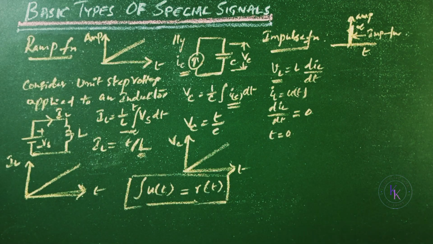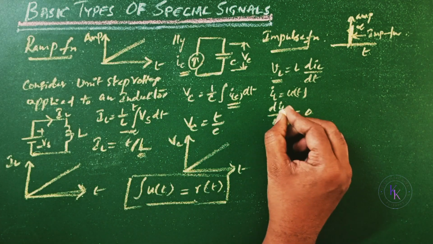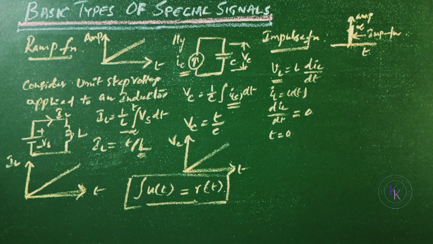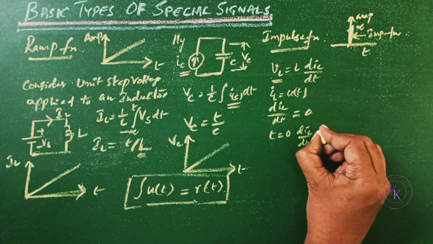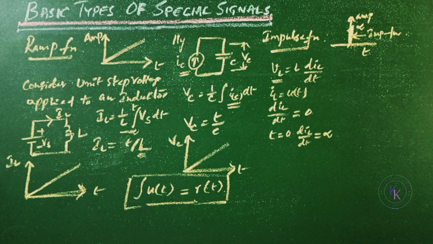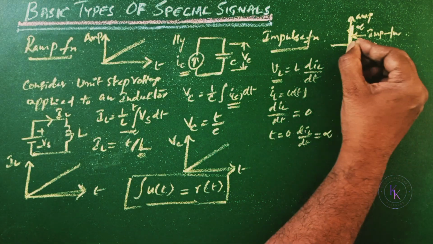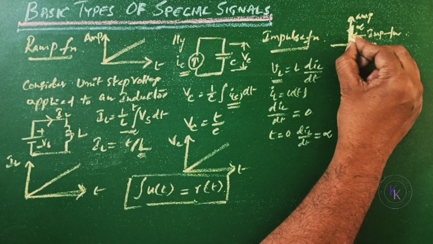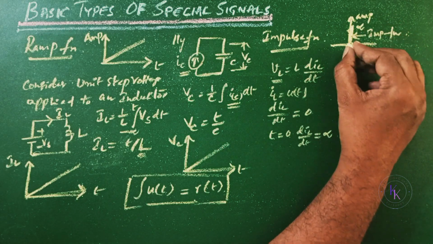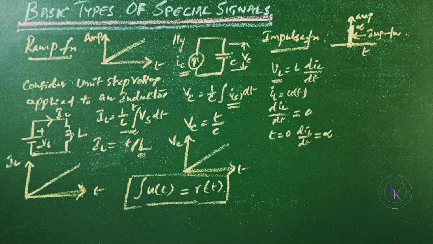That is, at the moment when stepping occurs at t equals 0, the slope would become infinity. Then dIL by dt will become infinity at t equals 0. Thus, the response of the step current at the inductor makes an impulse. As is shown here, at t equals 0, this will reach a maximum peak of infinity and comes back to 0 at 0 plus.